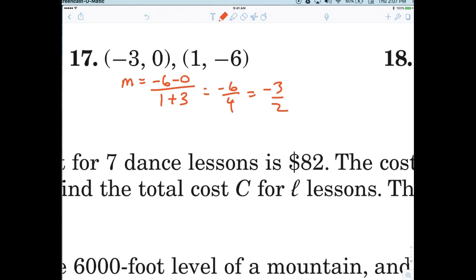If the numerator is positive and the denominator is negative, if you do the reverse order, it's the reverse of that.